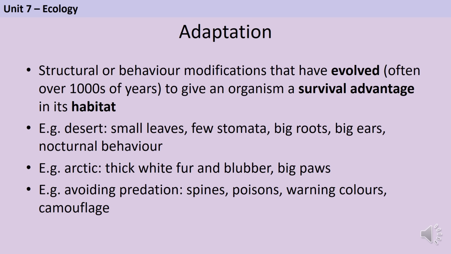This comes up quite regularly as a question where you're asked to give some examples of adaptations and explain them. So we could have things like if you're living in the desert and you're a plant, you're going to have small leaves, maybe even spines, fewer stomata, big roots to get all the water. If you're an animal, you might have big ears to allow you to disperse some of that heat. And behaviourally, you might only come out at night and you might be nocturnal because it's colder during the nighttime.